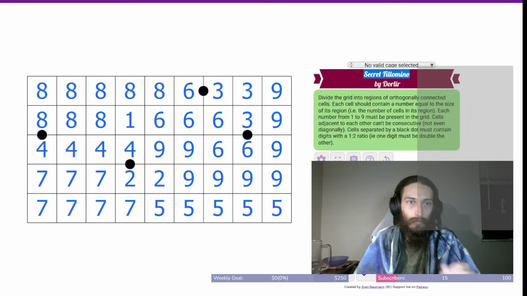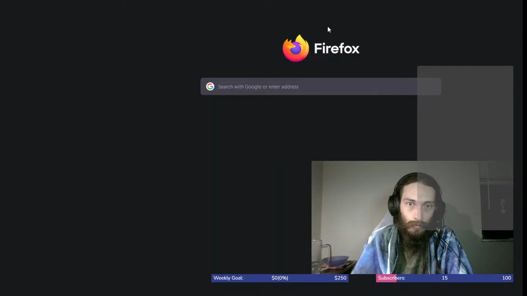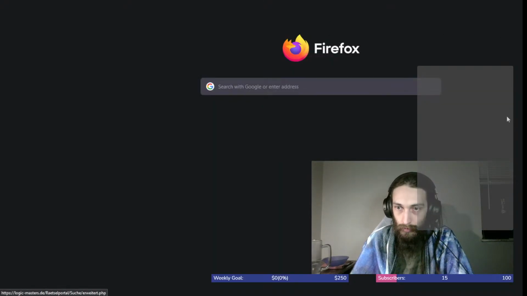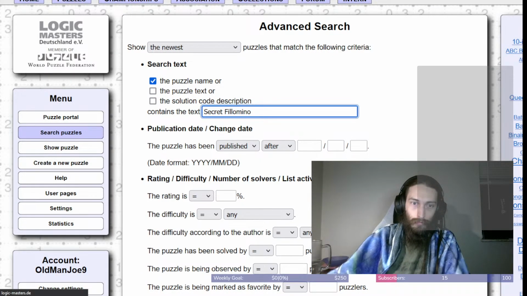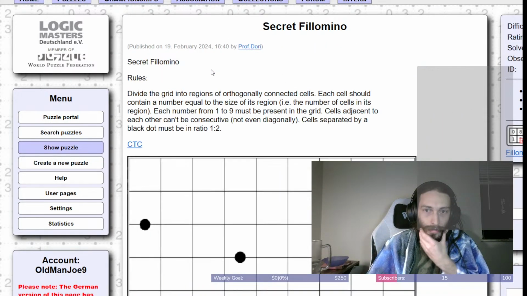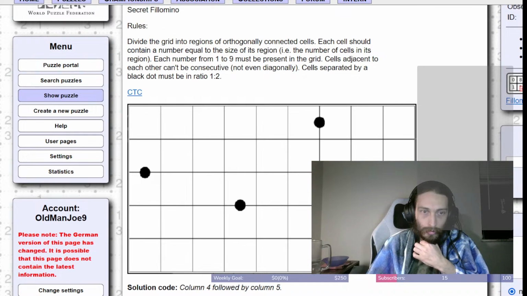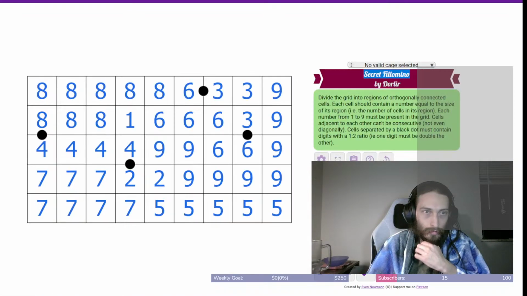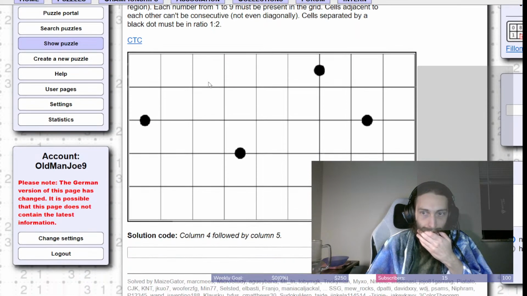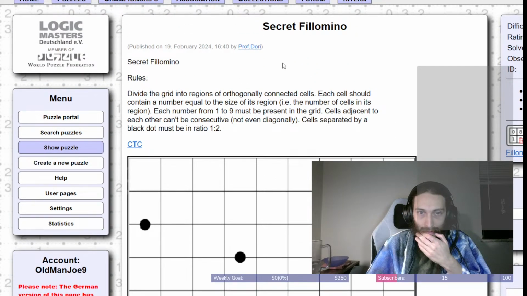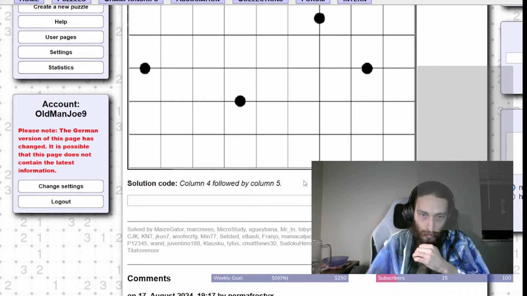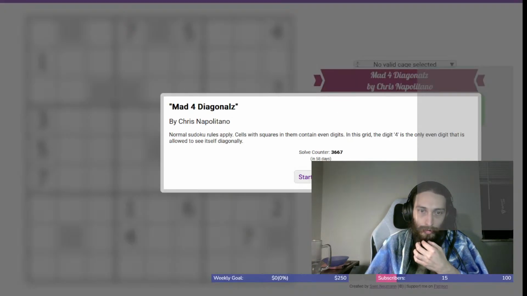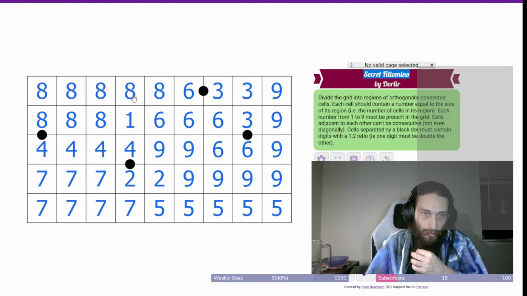Secret phenomenon. Launching Masters Germany. It is up here. That looks like the right puzzle. Solution code. Column 4 followed by column 5. Oops. Spoilers.